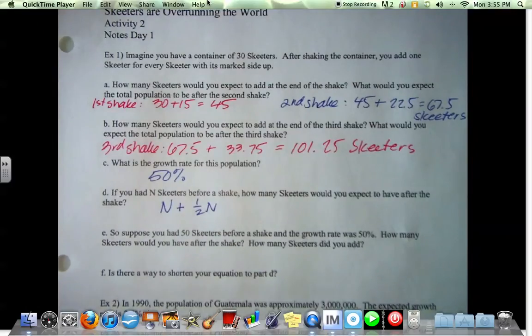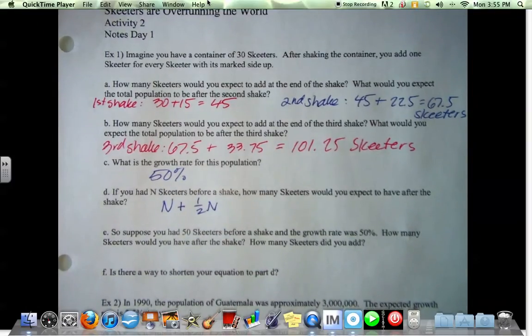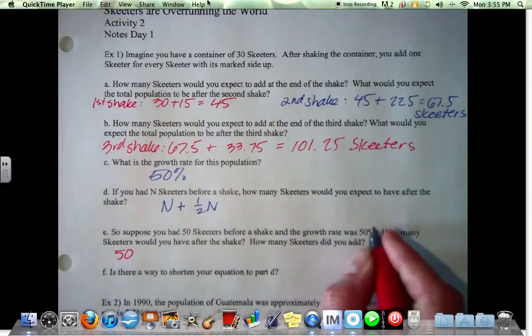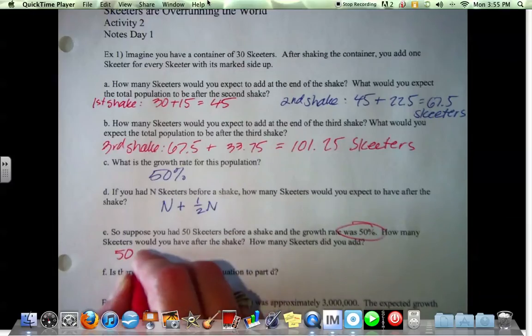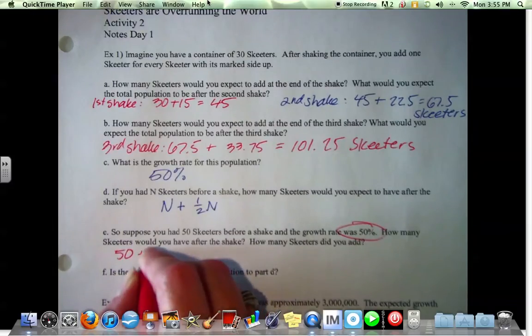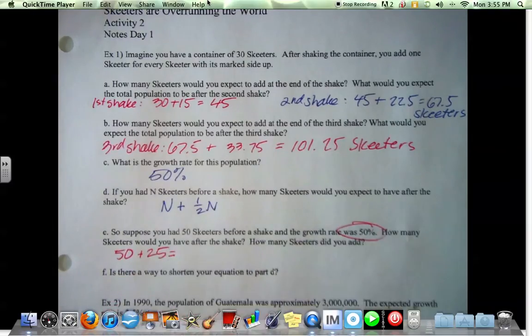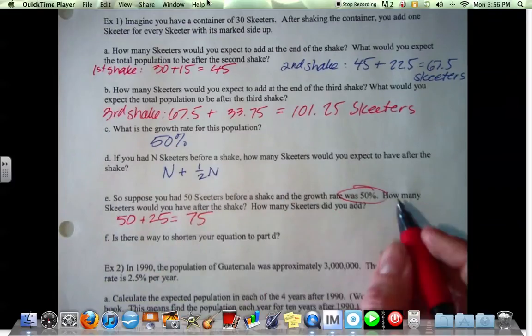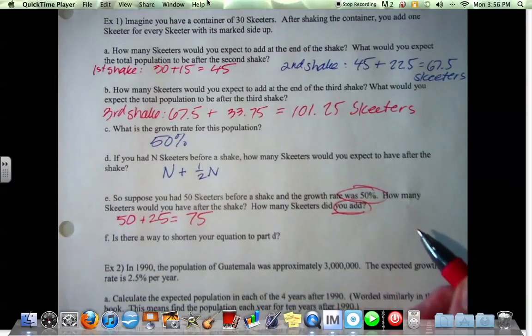So suppose you had 50 skeeters before a shake and the growth rate was 50%. How many skeeters would you have after the shake? So we have 50, the growth rate is 50%, so we're adding half of them. So that means we're adding 25. So how many do we have? 75. We've added 25. Is there a way to shorten your equation to part D?